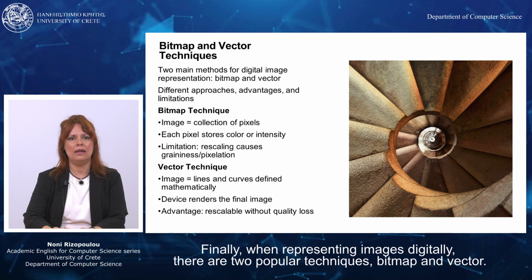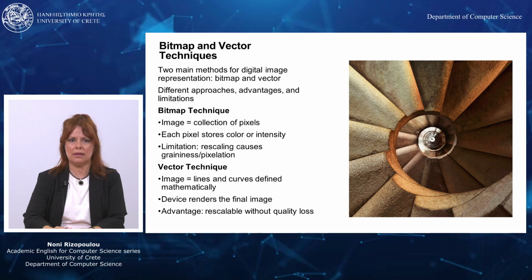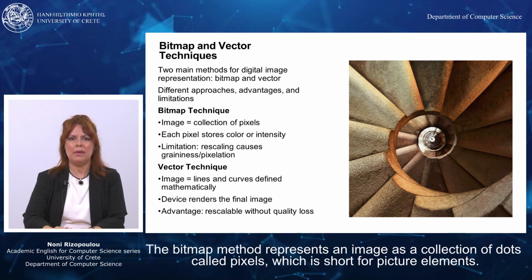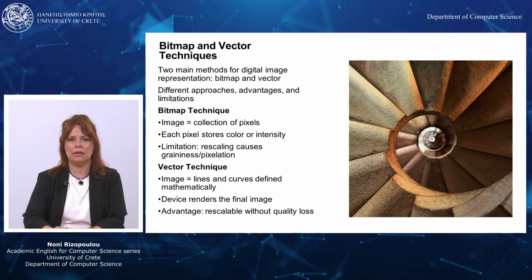Finally, when representing images digitally, there are two popular techniques: bitmap and vector. Each method encodes images in a different way and has its own advantages and limitations. The bitmap method represents an image as a collection of dots called pixels, which is short for picture elements. Each pixel stores color or intensity information.